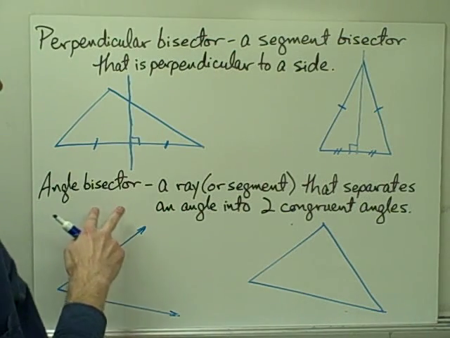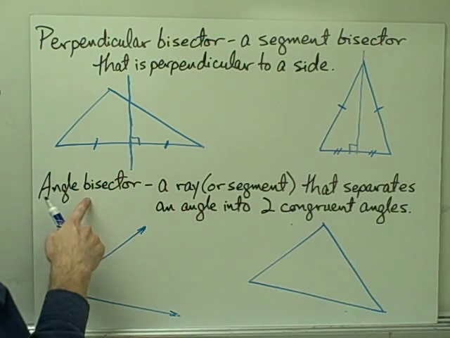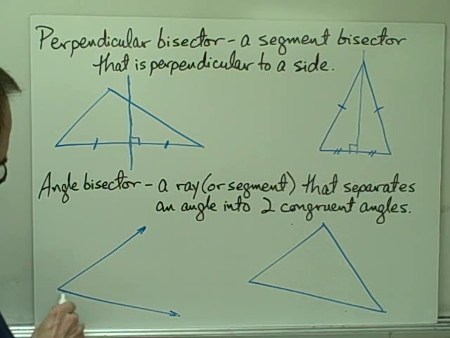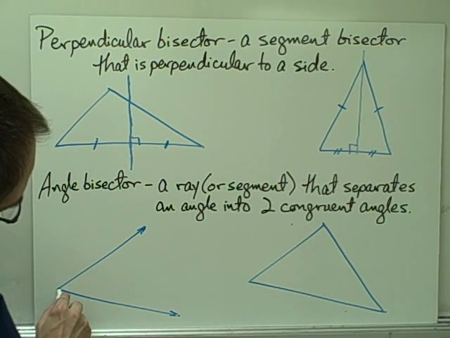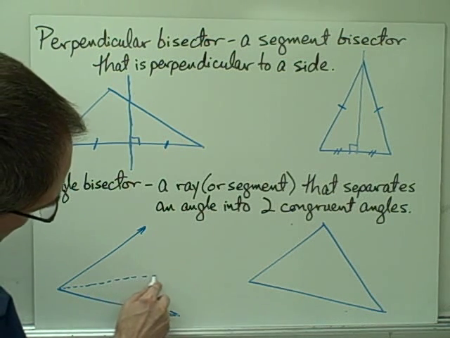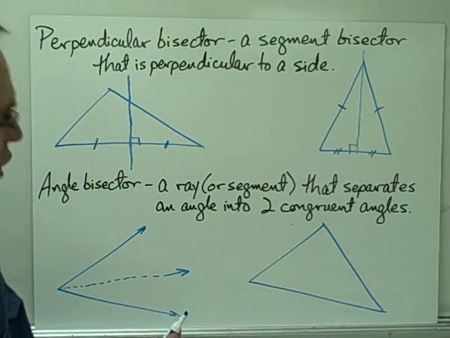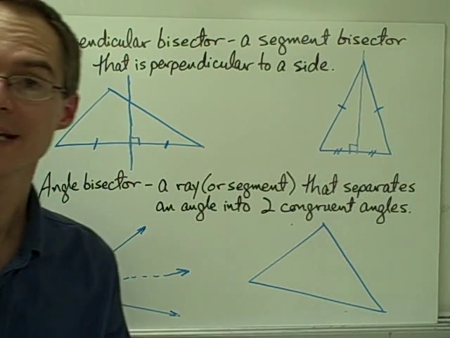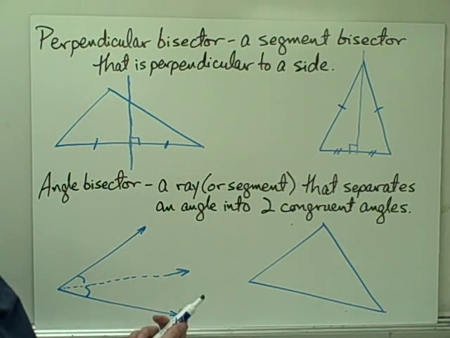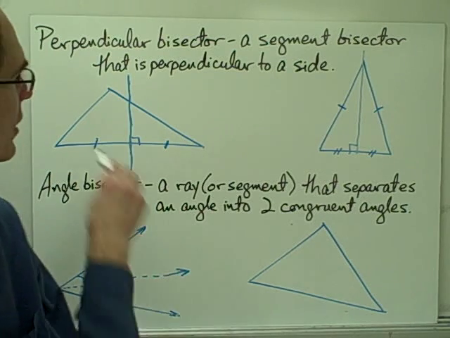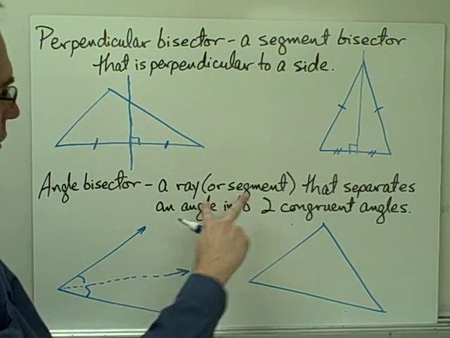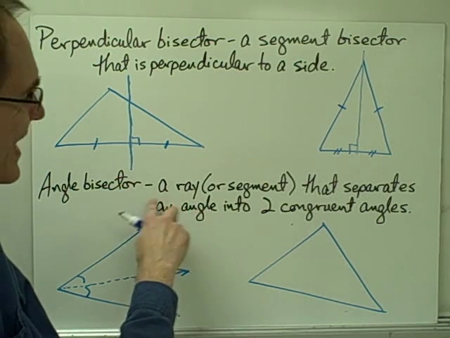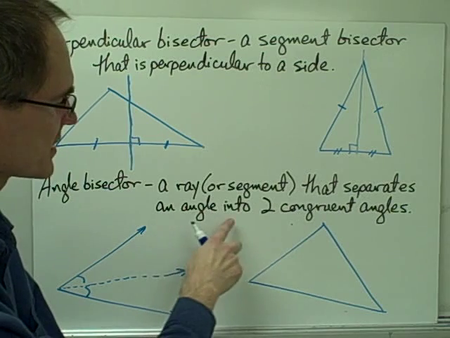Now finally, the last special segment that we're going to talk about is an angle bisector. And again, we've already talked about angle bisectors with regard to angles. When we talked about them before, we talked about how an angle bisector is a ray that separates an angle into 2 congruent angles. And that's what we have right here. Well, since we're calling all of these special segments, we're going to modify this definition a little bit for triangles. And we're going to say an angle bisector is a ray or a segment that separates an angle into 2 congruent angles.